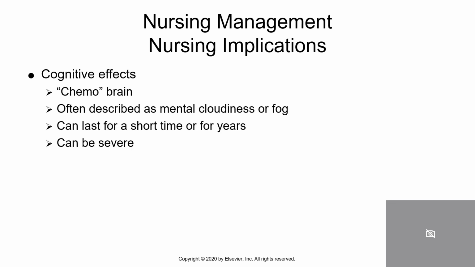Cognitively, a lot of times you'll hear patients on chemo say they have chemo brain, which is what they refer to as brain fog. They have thinking problems, memory problems. Generally the brain is going to recover over time, but the effects can last anywhere from a short time frame to years. It may even cause the patient not to be able to work or participate in social activities that they are used to being involved with.